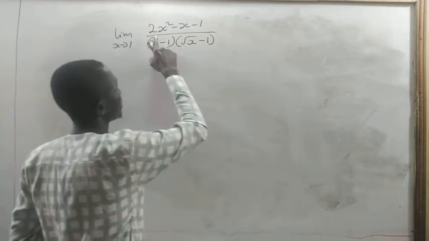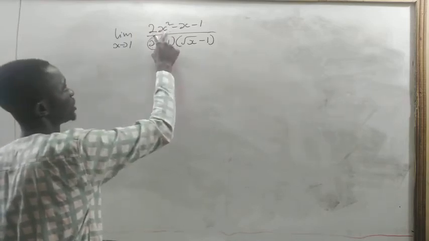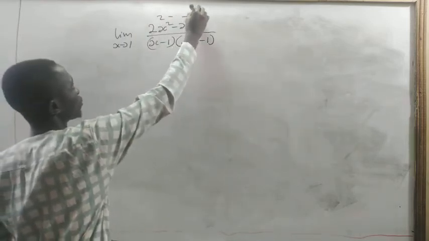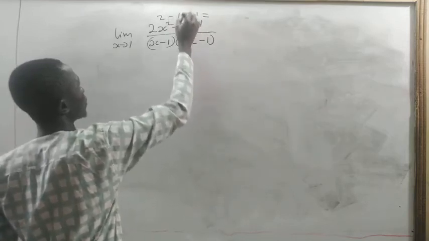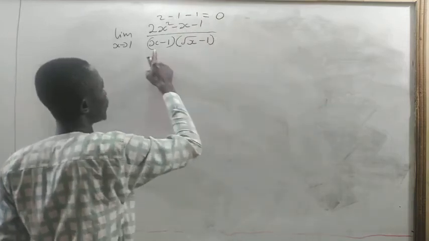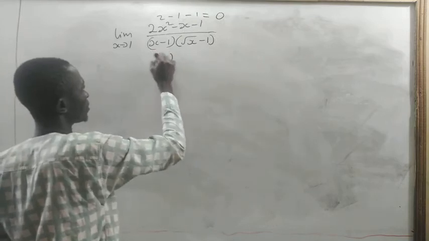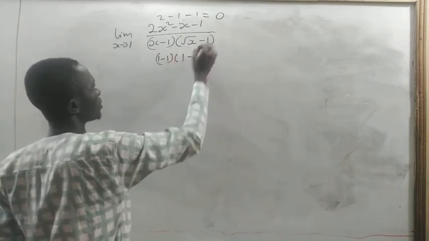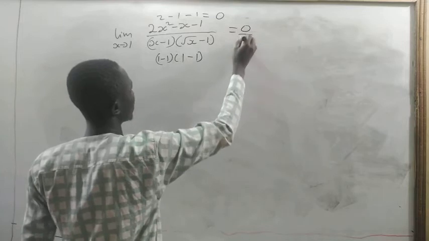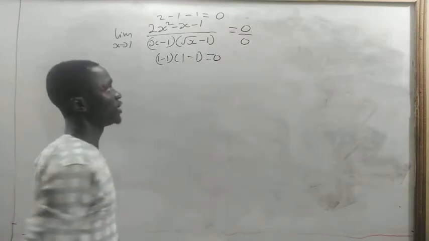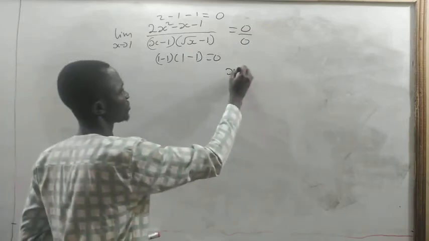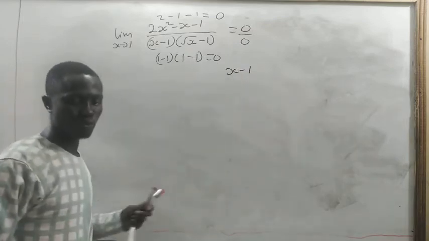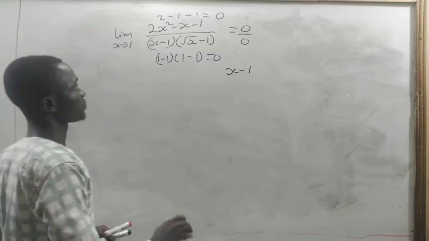Now, let's put in direct substitution. If you put in 1, you'll get 2 minus 1 minus 1, and that will be 0. In the denominator, 1 minus 1 times square root of 1 minus 1 is also 0. So we are going to have 0 divided by 0. The numerator will be 0 and the denominator will be 0. It means that x minus 1 is a common factor to both the numerator and the denominator.